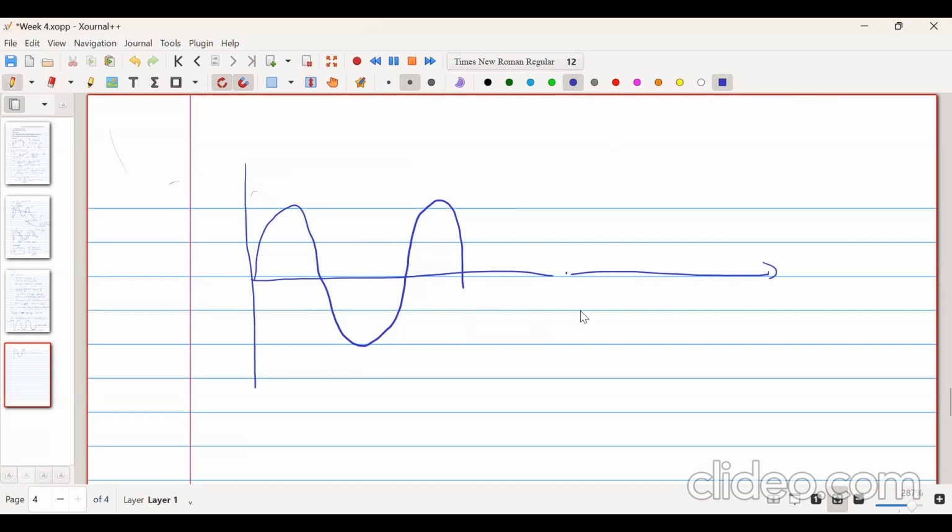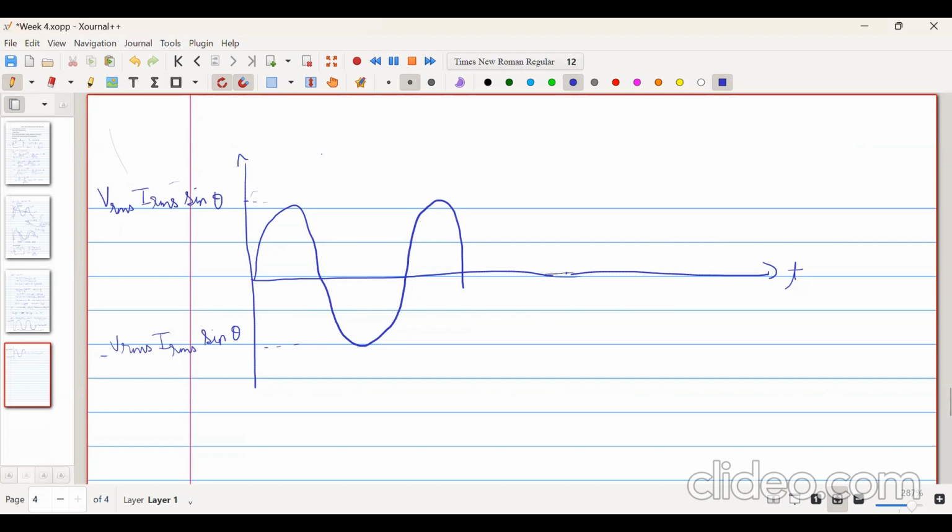So this is the reactive power, and its amplitude will be given by VRMS IRMS sine theta. This will be equal to minus VRMS IRMS into sine theta, and this is the time axis. The peak value of this reactive power is VRMS IRMS sine theta. So this reactive power is like a power oscillating between the source and the load, and the average value of the reactive power is 0.